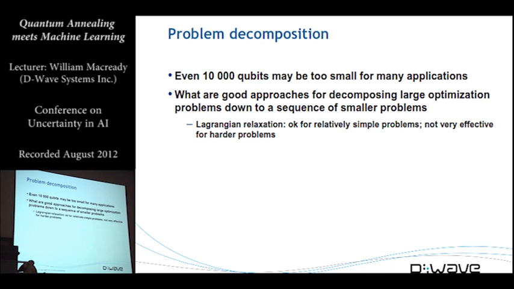Another issue: hardware is never big enough. That's particularly acute here because we have so few qubits. So problem decomposition becomes a huge issue for us. And a lot of the techniques that we've looked at, like Lagrangian relaxation, just don't work. Hopefully we're being naive and there are better techniques out there, but we currently don't have good ways of doing problem decomposition, or even, I would say, honestly, good ideas.